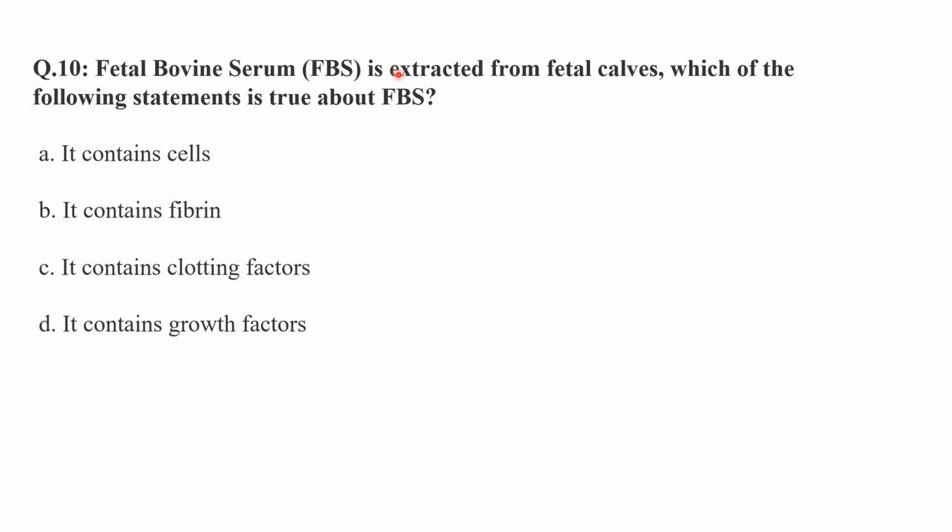It contains different growth factors which are essential for the growth of the cells, and they are not provided. Some amino acids and some growth factors are not provided in the Dulbecco's Modified Eagle's Medium, so we have to add 10% FBS to make the complete media, so that cells will grow properly.